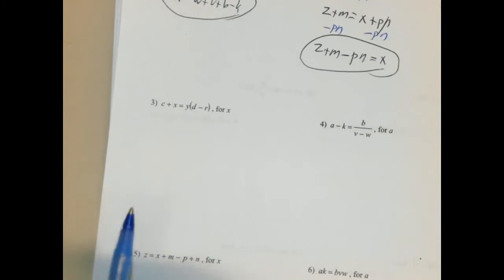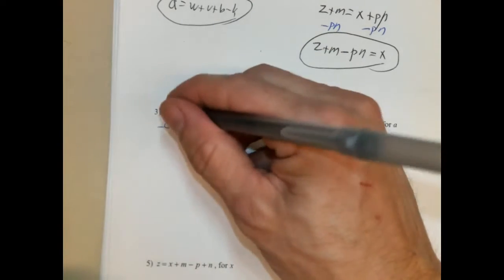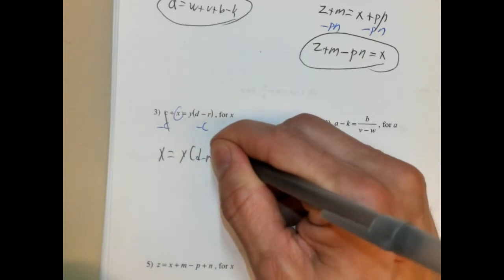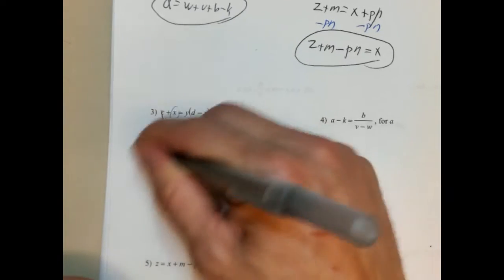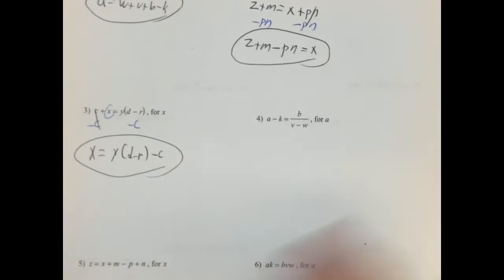Number 3, we're solving for x. So let's subtract c from both sides. You don't need to distribute y. You can if you want to, but there's no need to. X equals y parentheses d minus r close parentheses minus c, and that's it. If you distribute that, that's fine. It doesn't really change the answer, but it just makes more work for yourself.